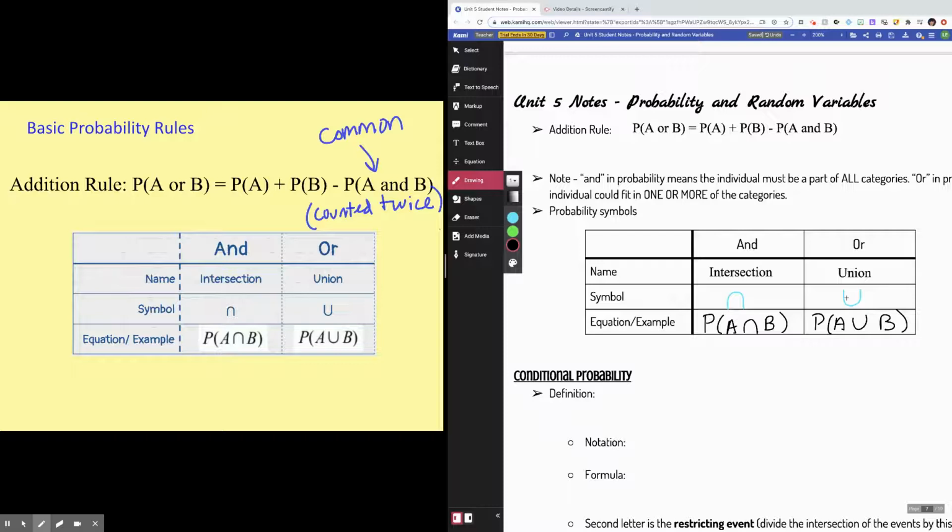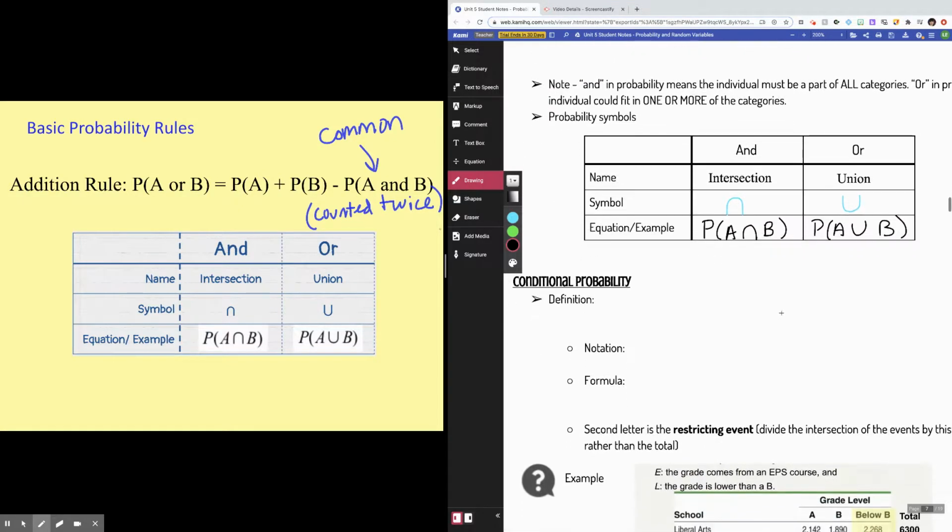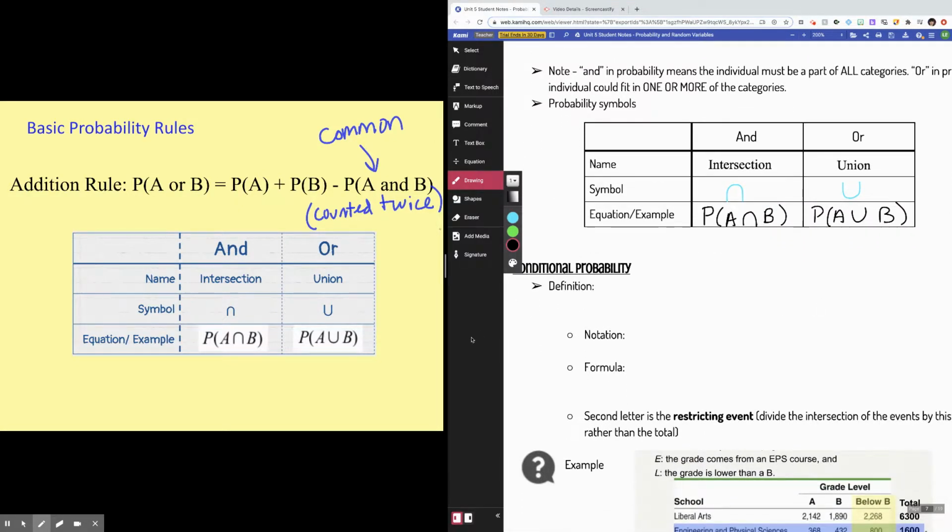In the next video, I'm going to talk about conditional probability and independence. It's another very, very important foundational rule for probability. It comes up all the time on the AP test. They love to use conditional probability and Bayes' theorem and all of that fun stuff.